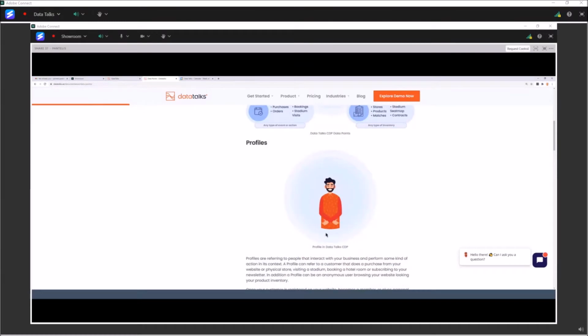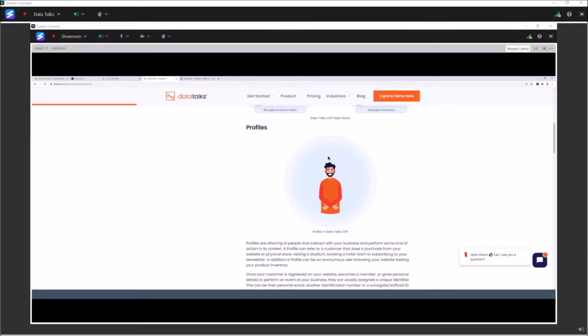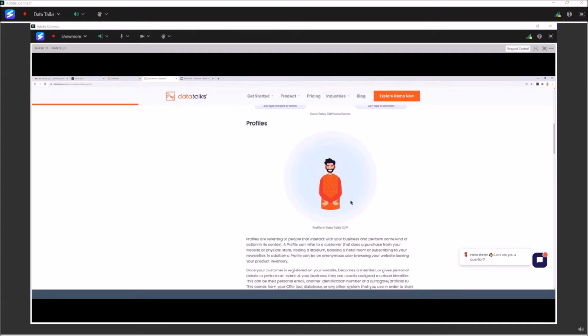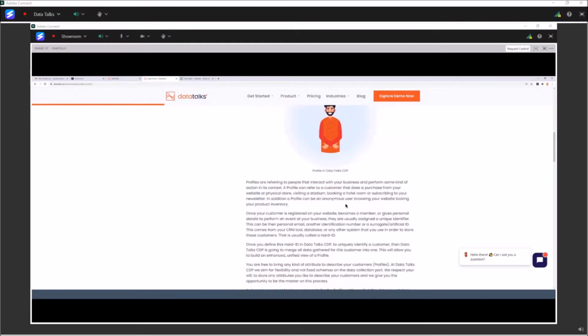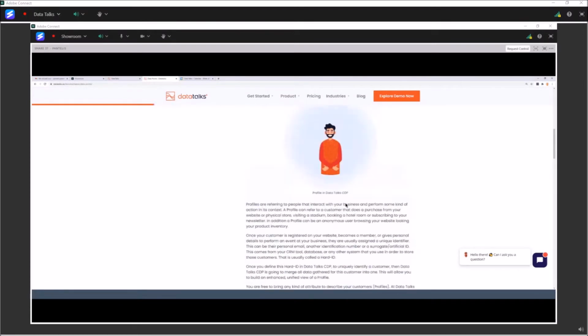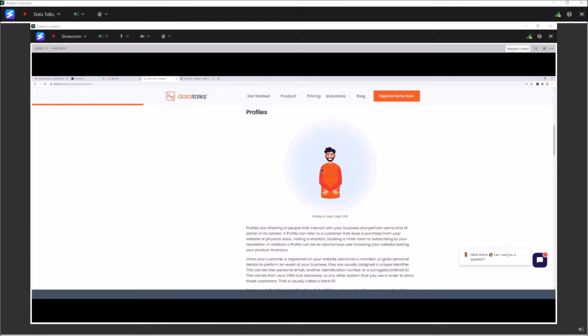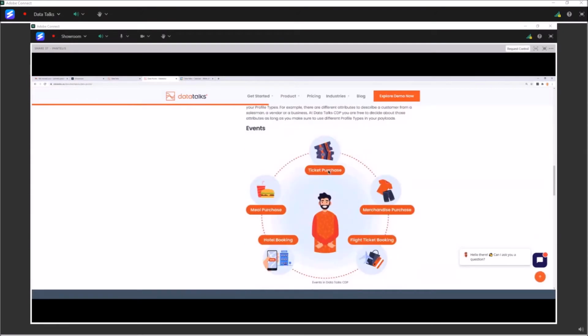So as we can see here, we have a person as an example of a profile. Again, what we need is a unique identifier to identify this person. It's up to you what this identifier will be. And of course, we need the profile type to understand if that is a customer or if you are referring to an internal staff and so on.